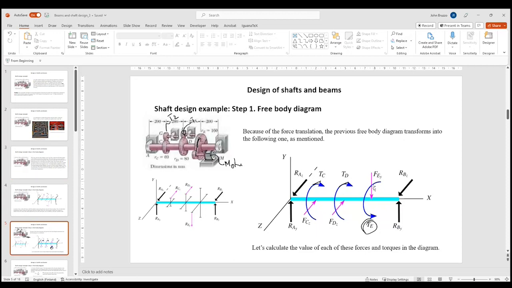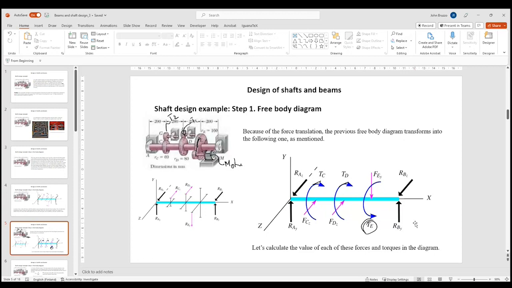Another situation is that you have no forces applied in one plane, the XY plane, and you have forces applied in, for example, the XZ plane here. That's going to produce a type of two-dimensional shear force and bending moment diagram. And also you're going to have a pair of reactions here that you need to consider.